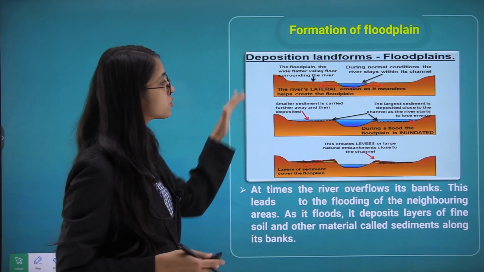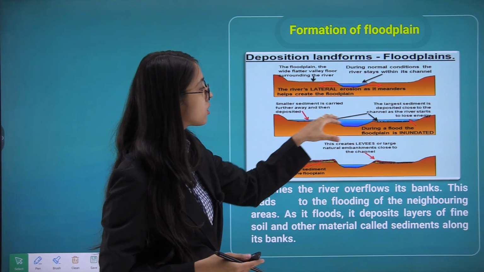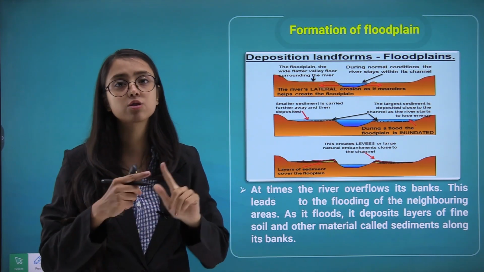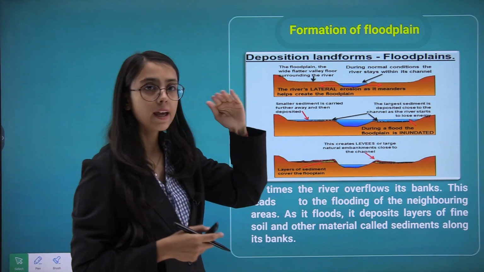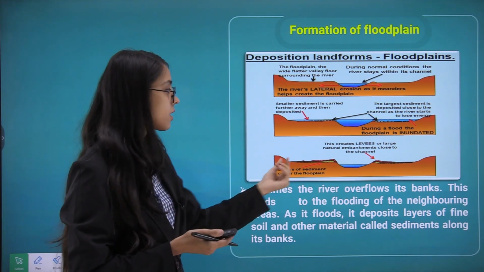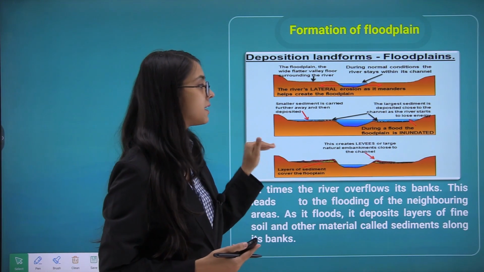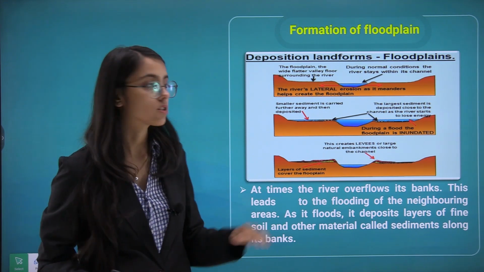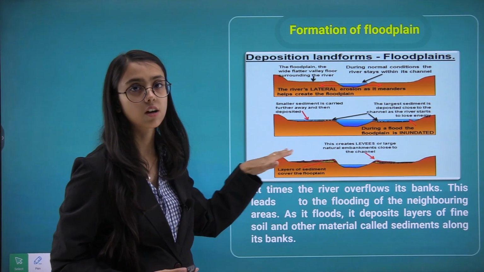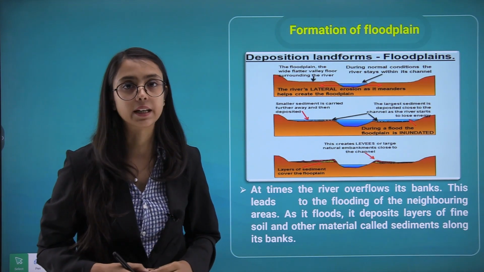So, as you see here, the level of water rises and all this material such as gravel, stone, and soil gets deposited here on the land. As soon as the flooding ends, the material still rests on the surface of the land. This results in the formation of flood plains. A new plain layer is formed on top of this. This is a flood plain.